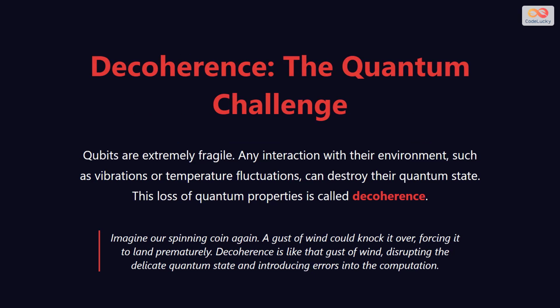The strange and powerful properties of quantum mechanics are also very delicate. The slightest disturbance from the outside world, like a tiny change in temperature, can cause a qubit to lose its quantum state. This is called decoherence. It's a major challenge that scientists and engineers are working hard to overcome in order to build stable and reliable quantum computers.